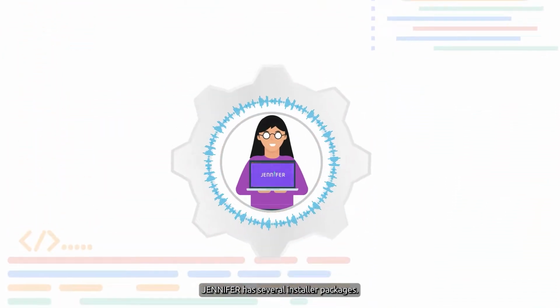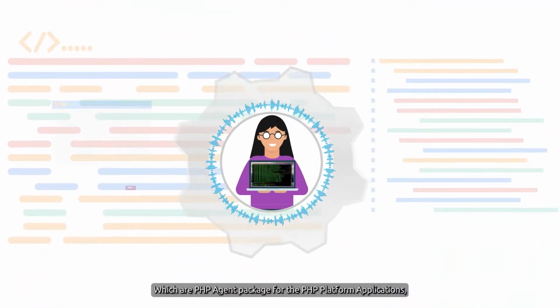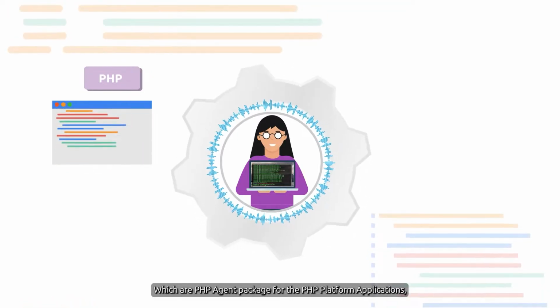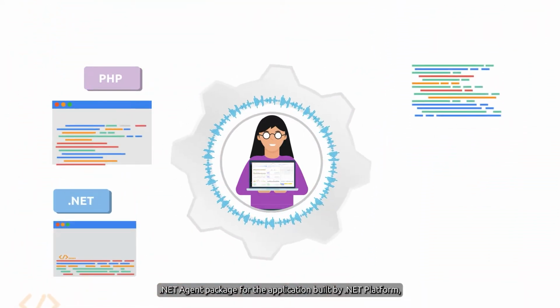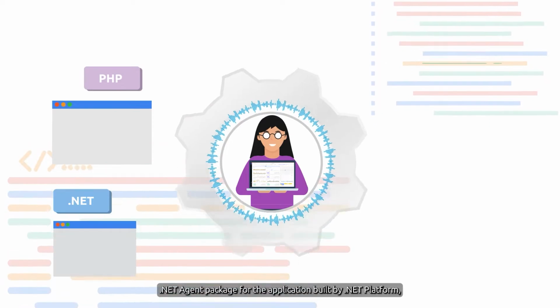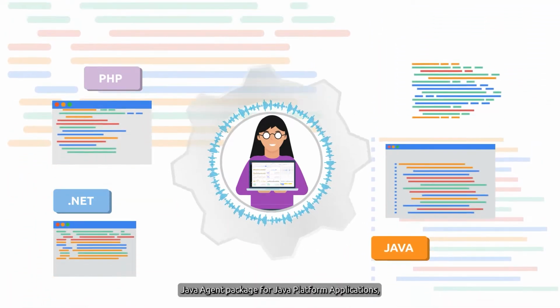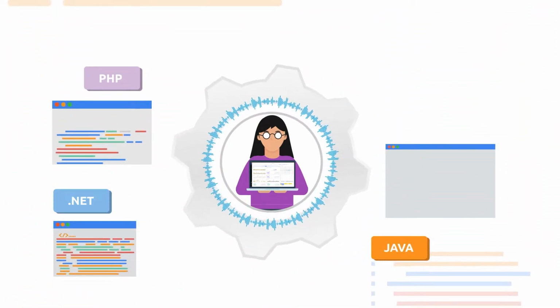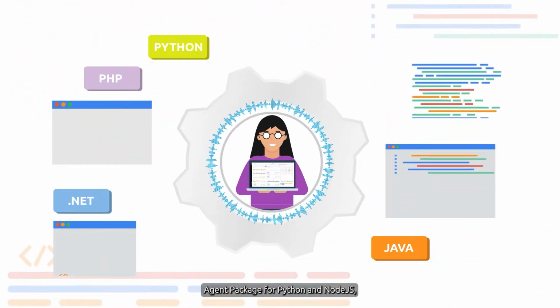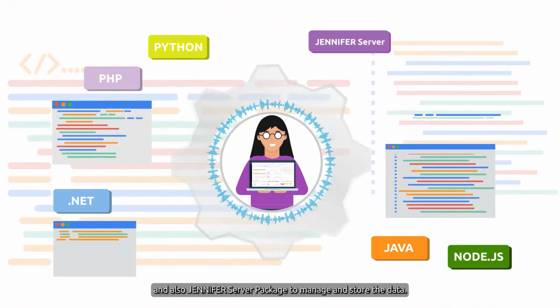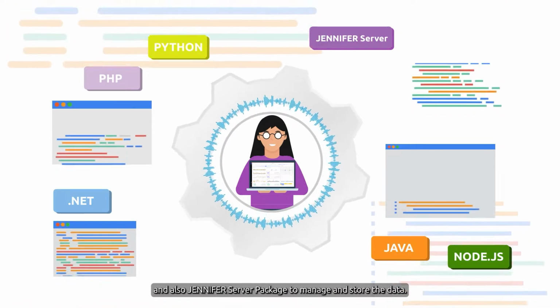Jennifer has several installer packages: the PHP Agent package for PHP platform applications, the .NET Agent package for applications built on the .NET platform, the Java Agent package for Java platform applications, the Agent package for Python and Node.js, and also the Jennifer Server package to manage and store the data.